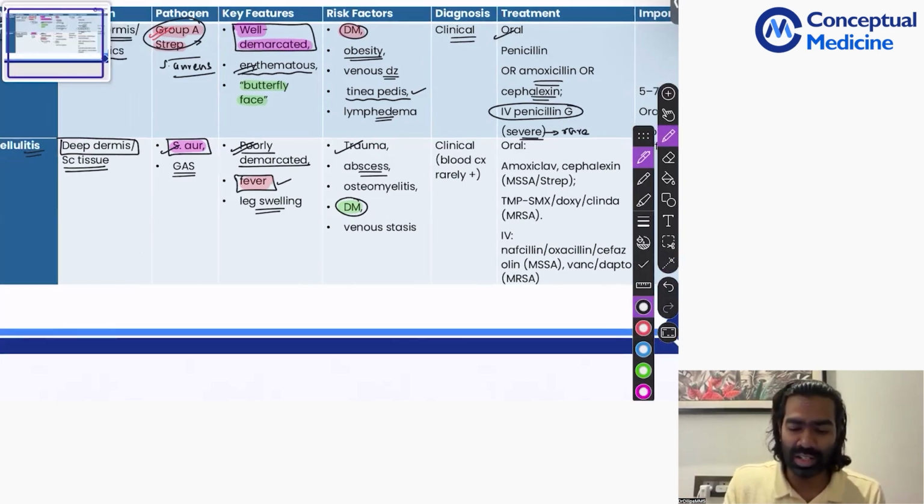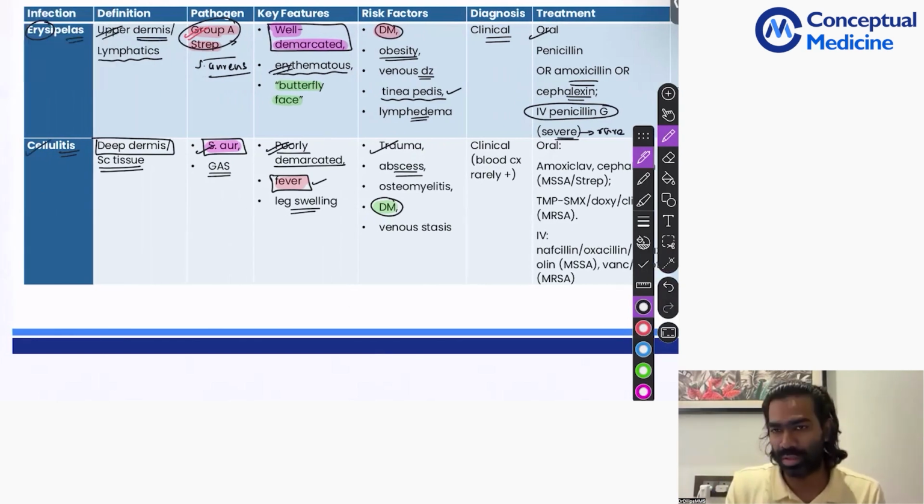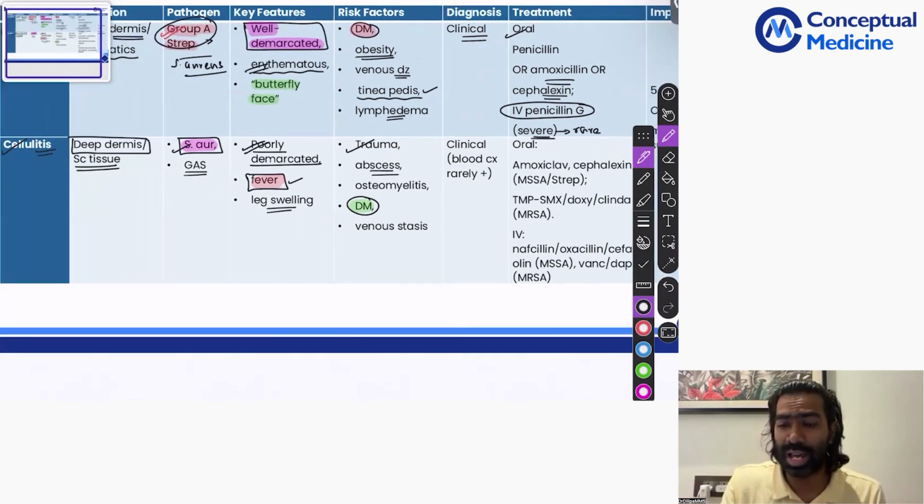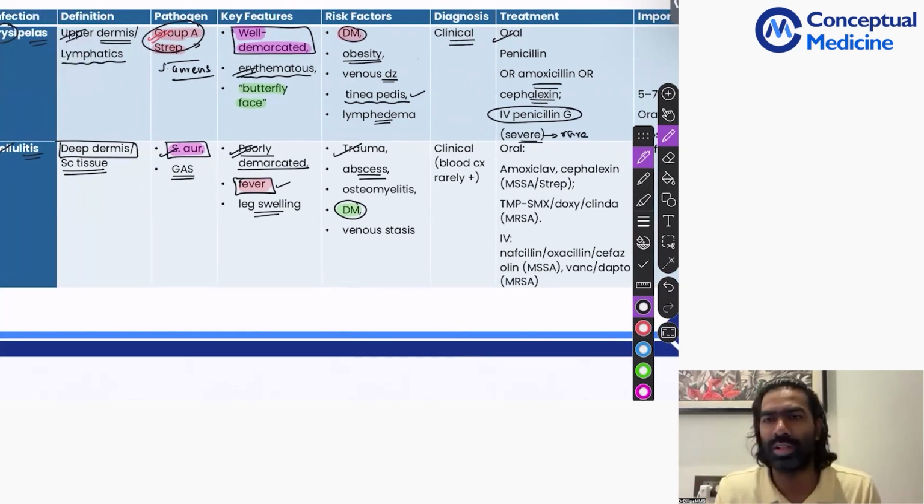And please understand that cellulitis itself can be associated with abscess. So the deep pockets of infection, some of them can turn into subcutaneous abscess. That is quite possible in cellulitis, but abscess itself is a risk factor for cellulitis. So cellulitis can be associated with abscess, and abscess can increase the risk of developing cellulitis. Both are correct.